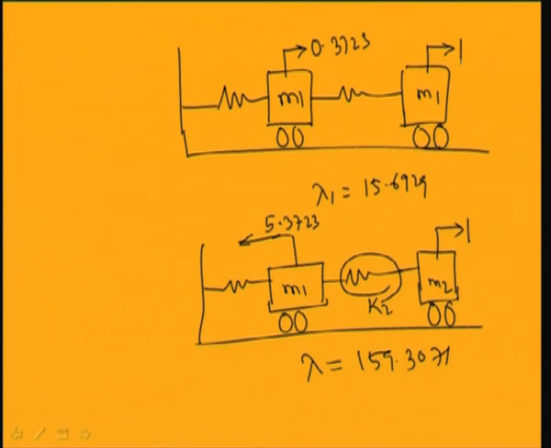as both of them are moving in the same direction, while m2 has a unit displacement, m1 has a displacement of 0.3723. So, by using these two modes, I can write this modal matrix P. Modal matrix P equal to 0.37231, and this is equal to minus 5.37231. So, now to find the principal coordinates, let the principal coordinate be y. So I can write let X equal to P y.